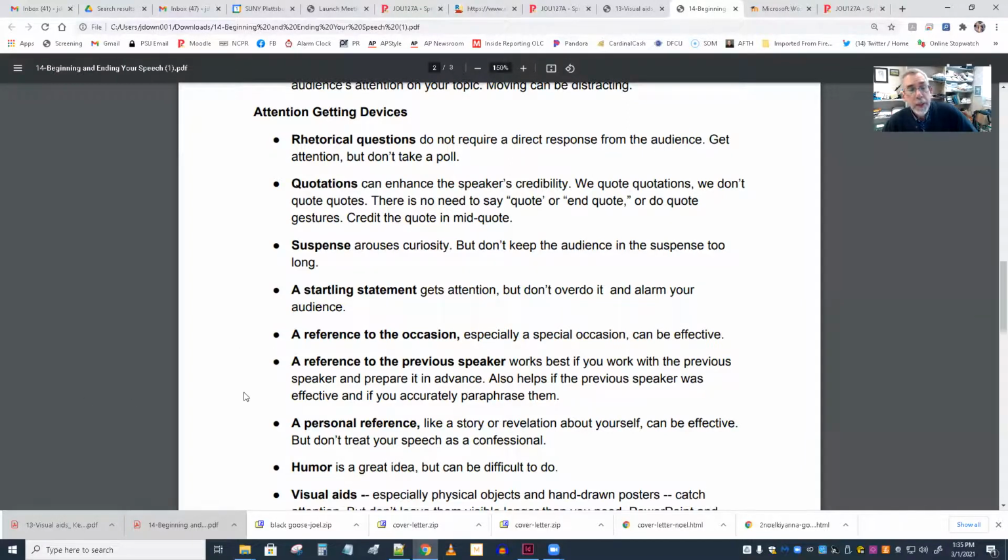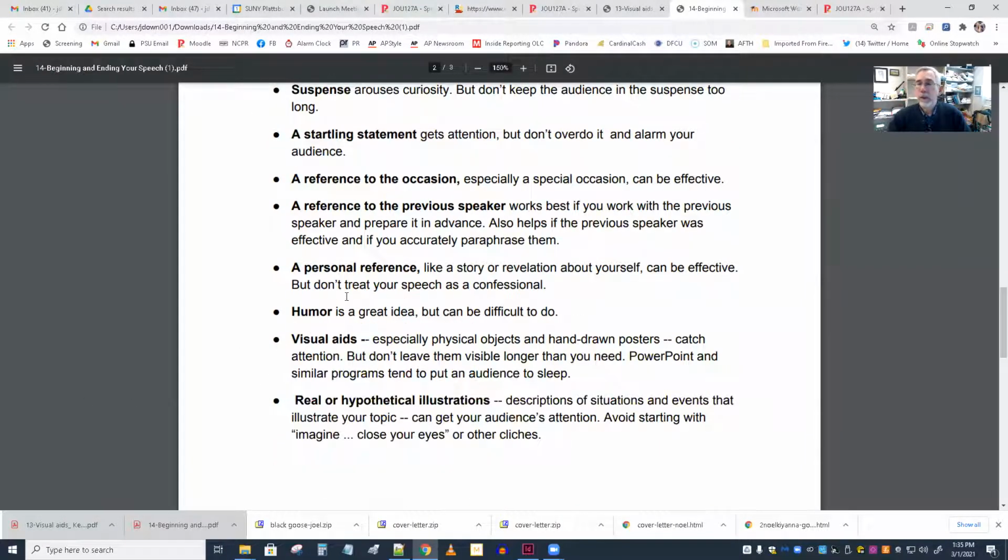Personal reference. This is a great example, like a little story or revelation about yourself. You could use this in the etymology one, but don't confess a crime to us or anything else, really. This is not a confessional. So be careful, don't tell us things you don't want us to know. But a personal reference is a great idea. Making a joke, it's not easy. Humor is really hard to do well. Some of you have already done a little humor, and I've been happy to see that in your presentations thus far. Humor is a great way to get attention at the start.